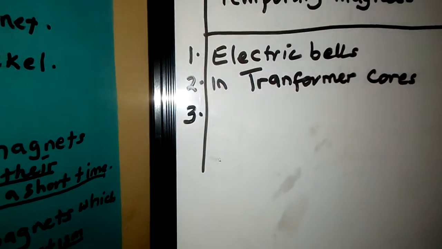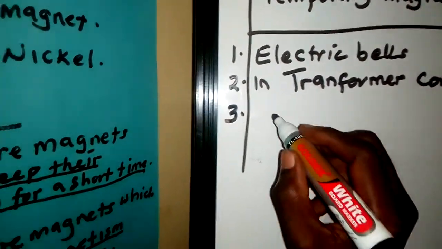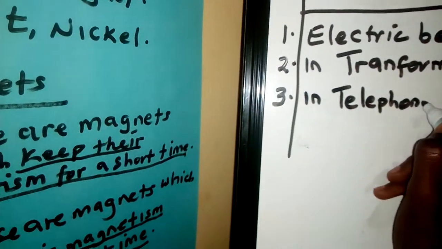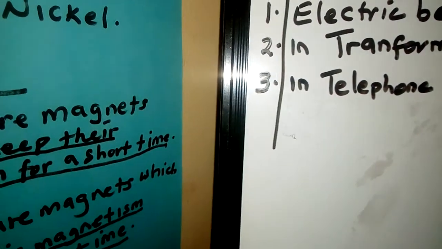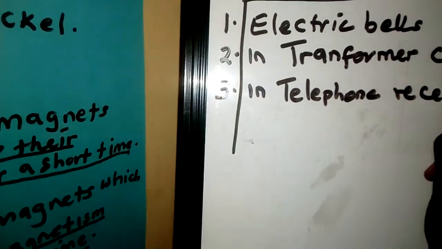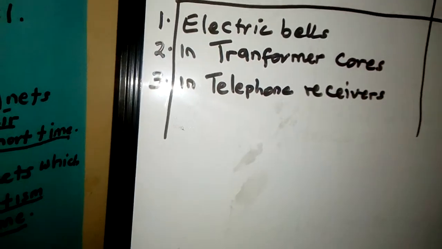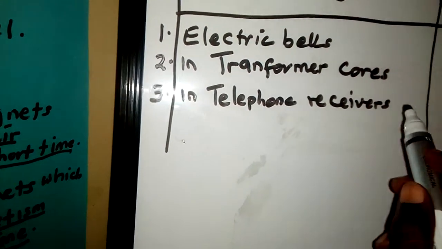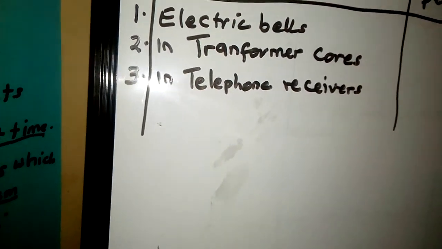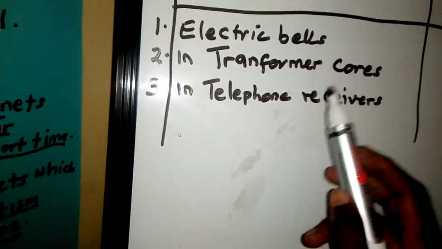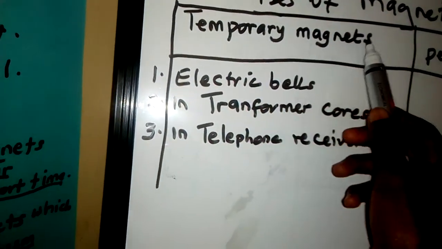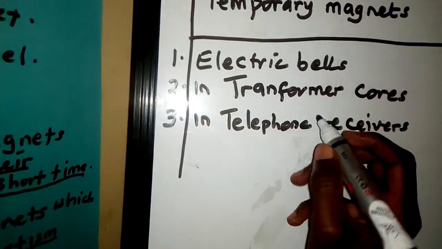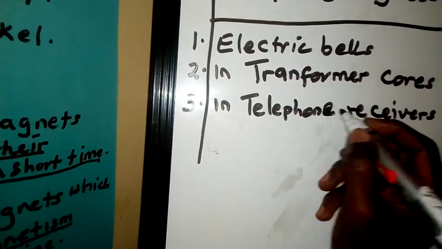Number three, temporary magnets are also used in telephone receivers. For those who have phones, when somebody rings, there is that part which you put in the ear. That one is called the telephone receiver, or the telephone earpiece. Inside the telephone receiver, there is a magnet, and that magnet is a temporary magnet. It needs magnetism for a very short time, only when the person is talking to you.